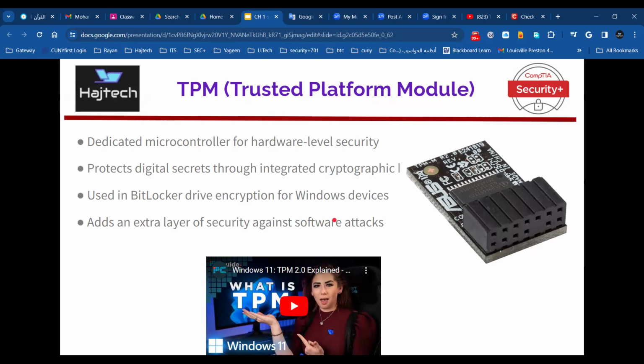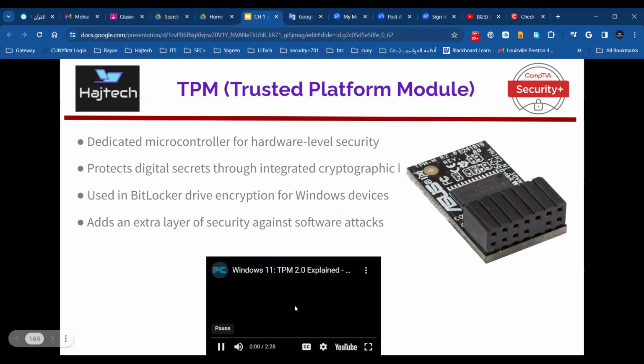The TPM is hardware, a dedicated microcontroller for computer-level security. A device like this is installed inside the computer to protect and secure through integrity and encryption. It is used in BitLocker drive to encrypt the Windows device. The device is programmed to encrypt the Windows device.